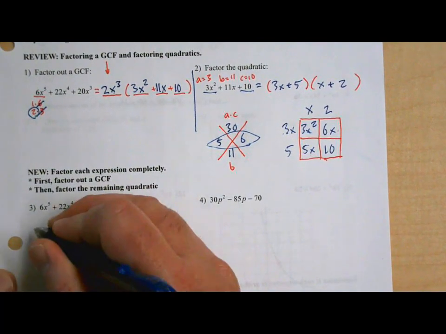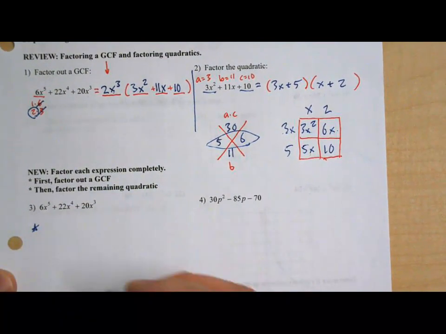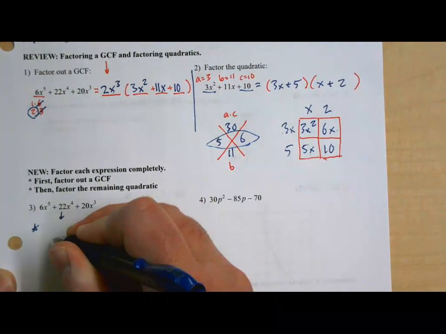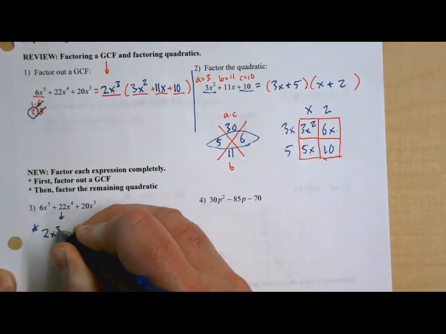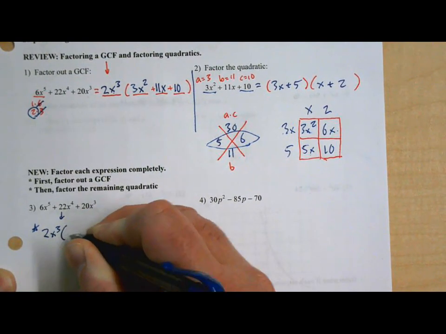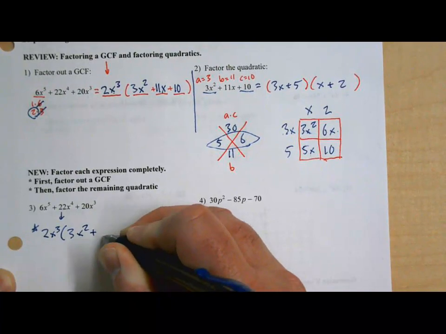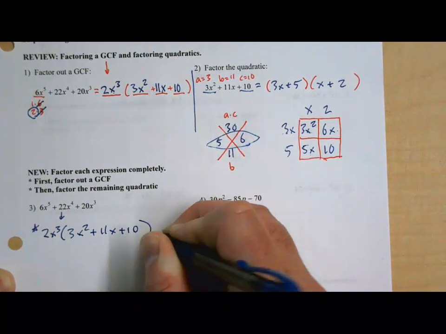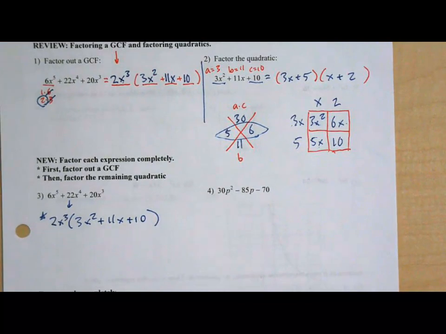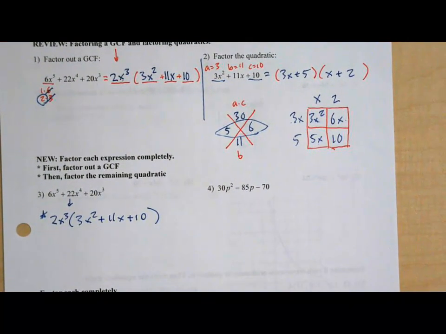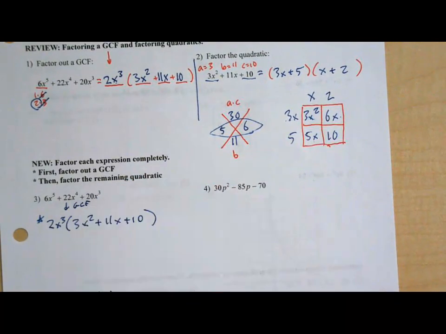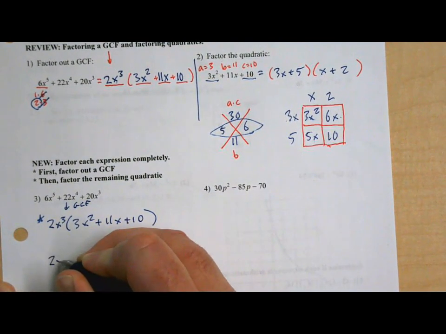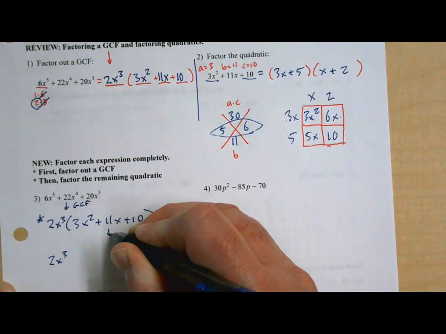So our first step when we do this is we're going to factor out a GCF. So this is going to turn into, and we already did this work up here, so I'm not doing it again, 2x to the third. And then inside we had 3x squared plus 11x plus 10. So we do our GCF first. Just taking some notes here. And then we leave the 2x to the third in front, and we factor our quadratic.